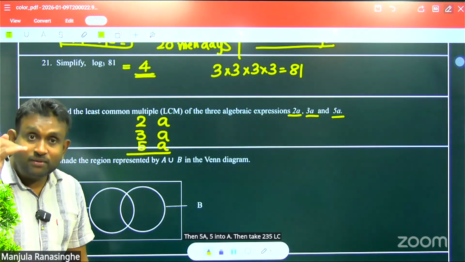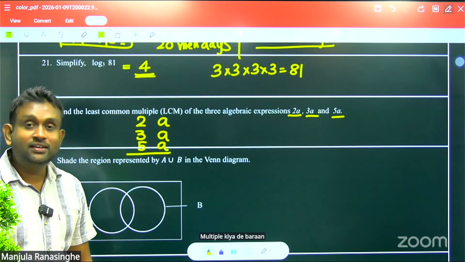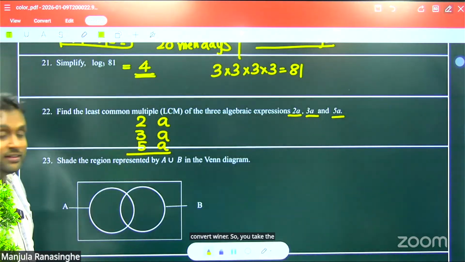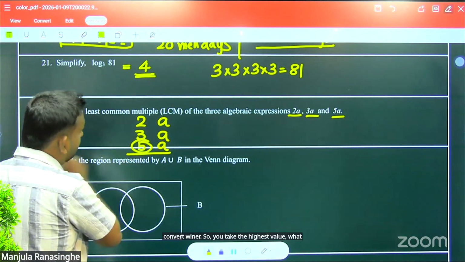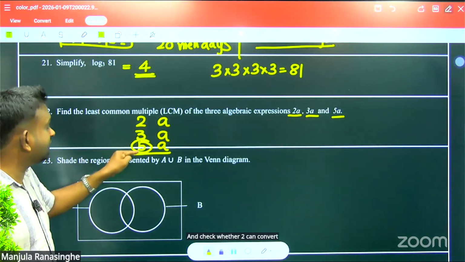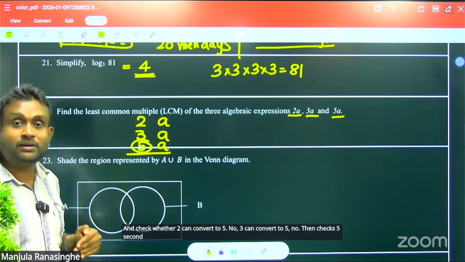Look for the multiple that all three numbers can convert to, by the nearest product. So you take the highest value. What is the highest value? 5. And check whether 2 can convert to 5. No. 3 can convert to 5? No. Then check 5's second multiple, 10, but 3 cannot.